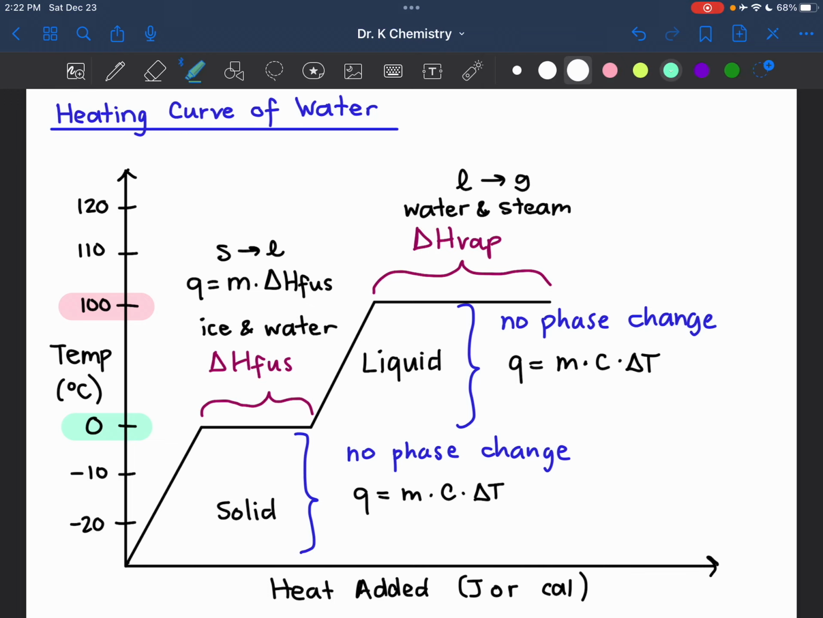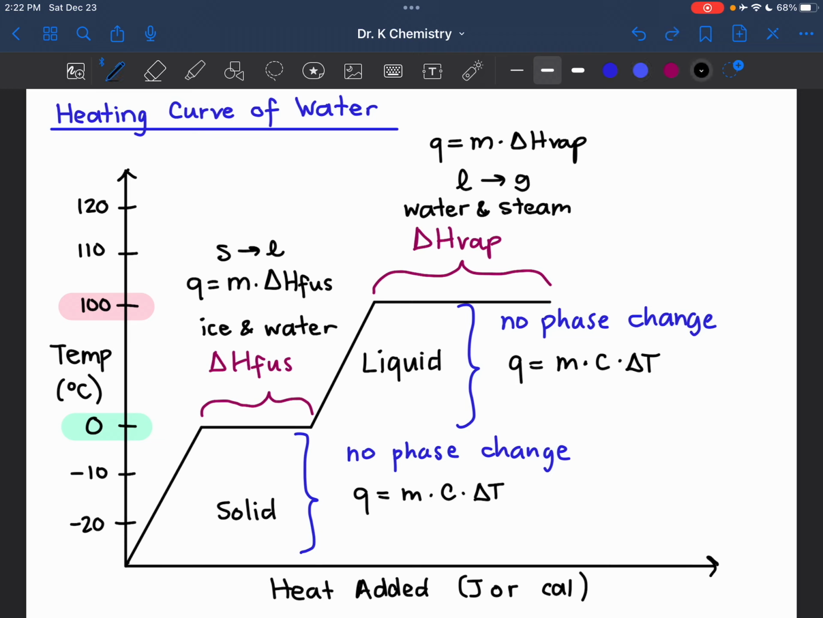We're going from a liquid to a gas. And anytime you have a phase change, the temperature is not changing. It's going to be at 100 degrees Celsius throughout that whole process, which means we're not going to use the equation that has the change in temperature. We're going to use Q is equal to M times the heat of vaporization.